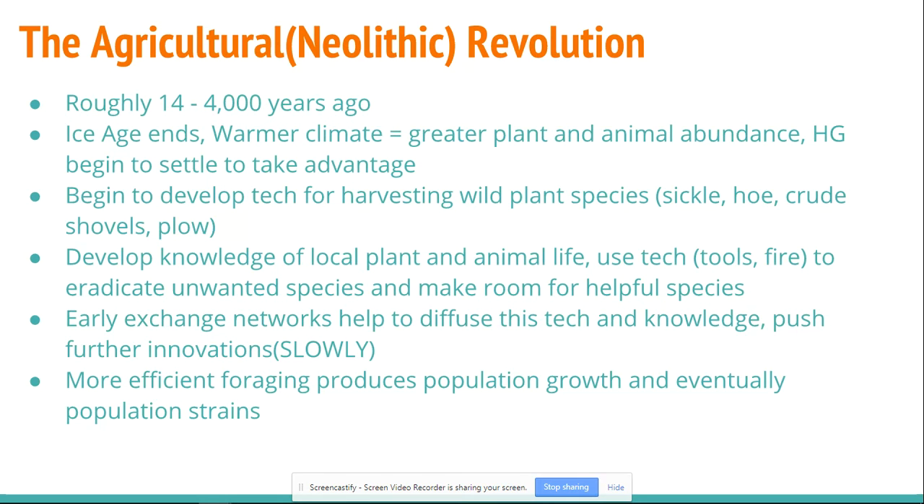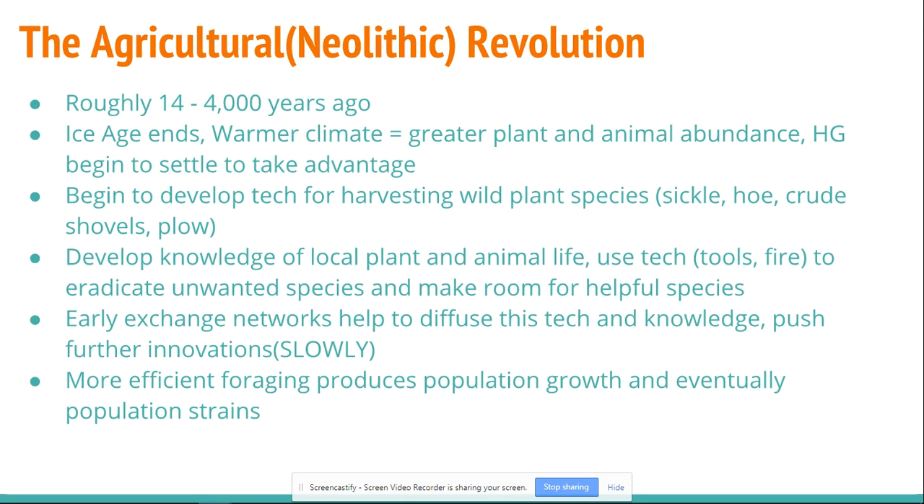All right, so let's start off by talking about what is the agricultural or Neolithic revolution, right? Neolithic meaning new stone. This is the period where we start to develop beyond the simple handheld stone tools and the things that had limited us during the Paleolithic Revolution. So when we're talking about the agricultural revolution, we're talking about a period from roughly about 14,000 to up until about 4,000 years ago. The real beginning of this revolution is when the Ice Age ends, like we said at the end of the last unit.